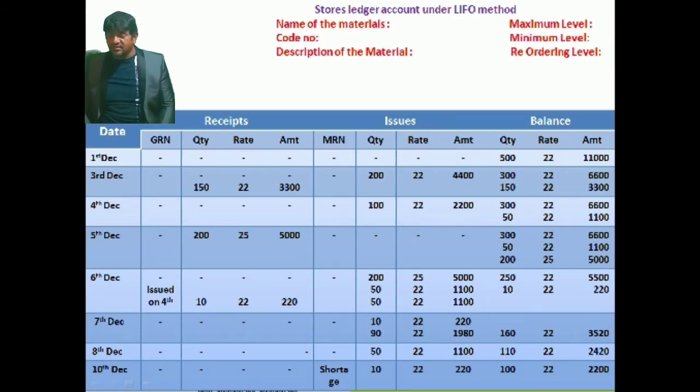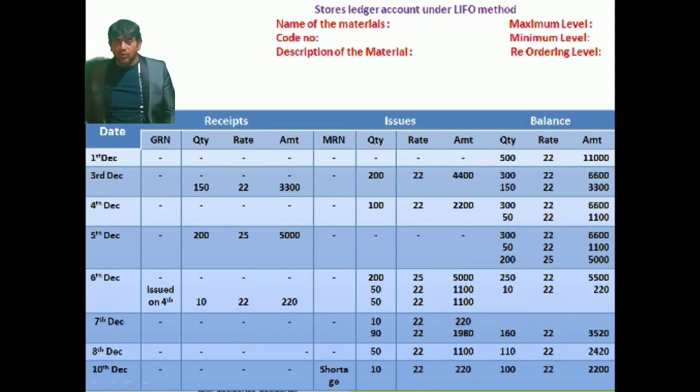So now on 3rd December, there is a purchase of 150 units at rupees 22 each. So 150 into 22, 3,300 rupees. Go to the balance column and enter it. 150 units at rupees 22 each is 3,300 rupees.